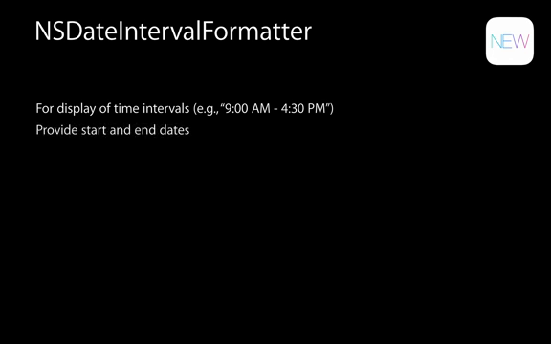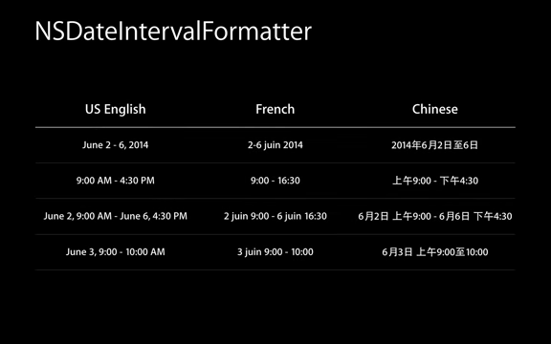You provide the start date and the end date. You can specify, again, any of a list of date or time styles or a template for full control over which pieces get displayed. So here are some examples of this, again, in various languages. You can see it can show a range of dates or a range of times or a range of dates and times. And appropriately, the pieces that are common to the start and end are only shown once.